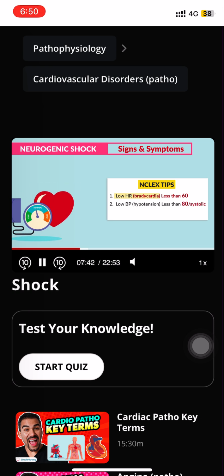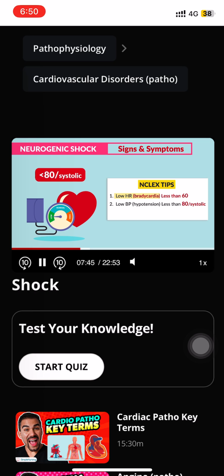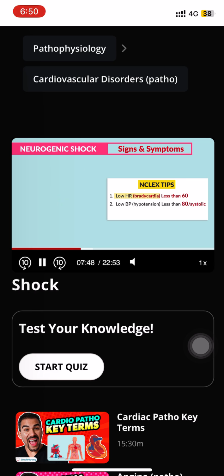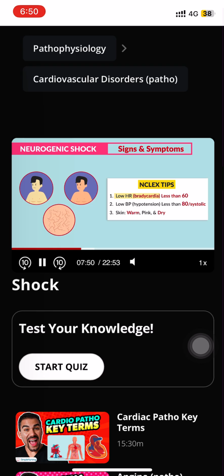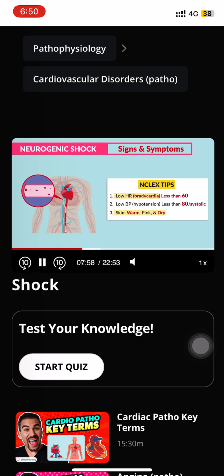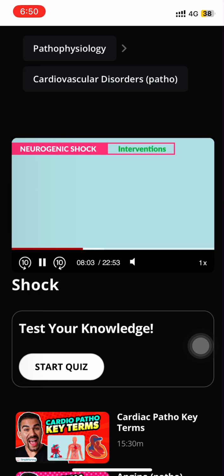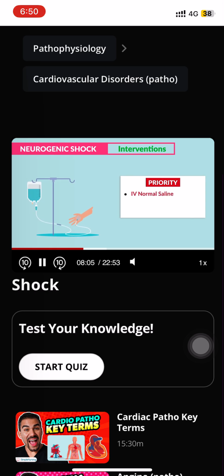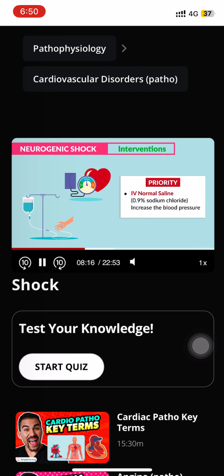Number 2 is a low blood pressure, hypotension, less than 80 systolic. And number 3, skin that is warm, pink, and dry. Huge NCLEX tip right there, so make sure to write that one down as well. This is mainly from the vasodilation as blood can't return to the heart and ends up pooling inside the body. Now, interventions for neurogenic shock, the priority here is IV normal saline, or 0.9% sodium chloride. We have to do this immediately to perfuse the tissues. Our goal here is to increase the blood pressure and stabilize it in order to perfuse the body.